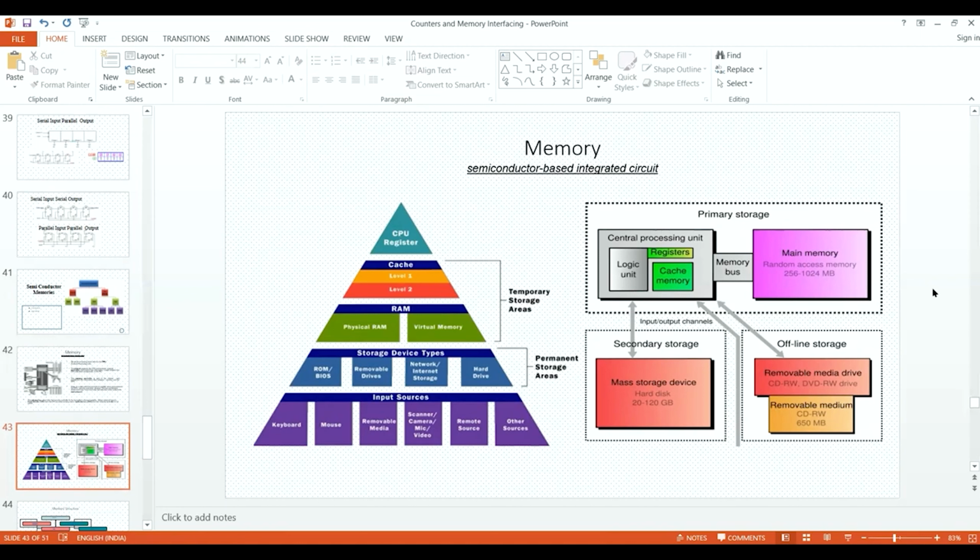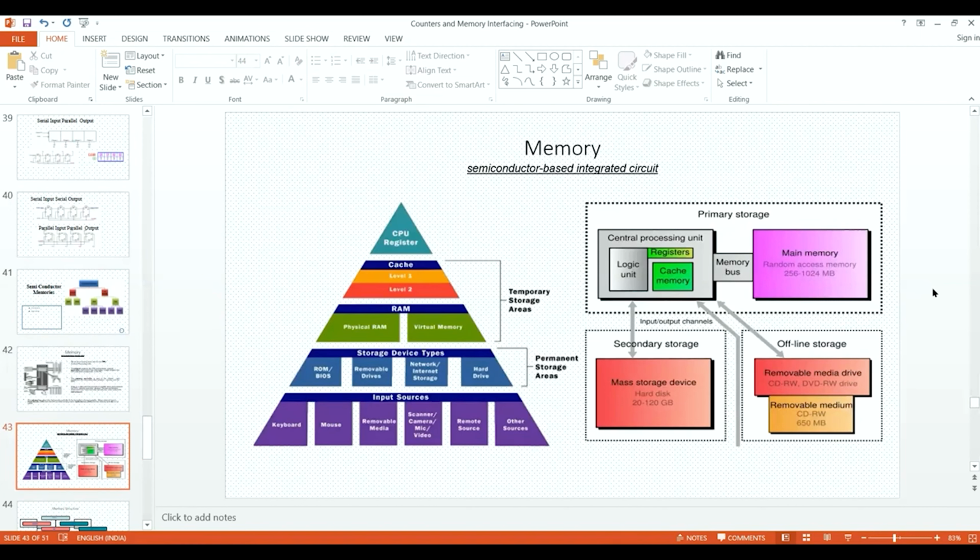You can see mass storage devices and removable media drives. The central processing unit has registers and cache memory, and the register capacity depends upon the type of processor we are going to use. Then we have input sources: keyboard, mouse, removable media, scanner, camera, remote source, or other sources. These also have some kind of memory.